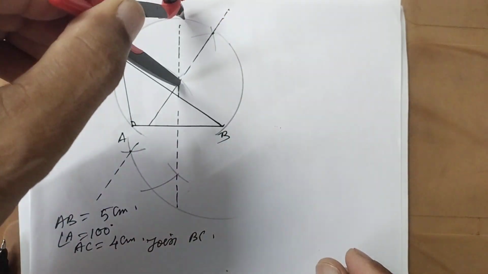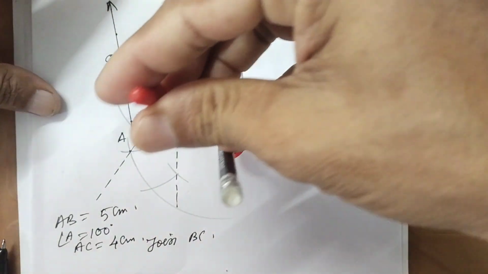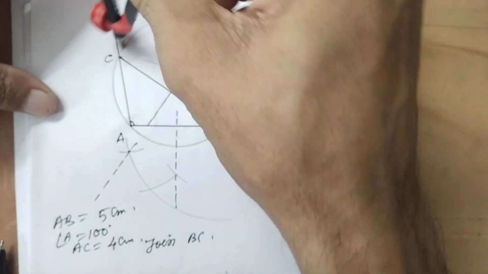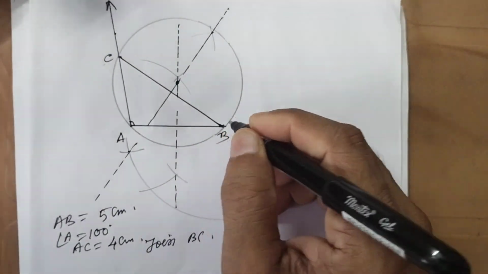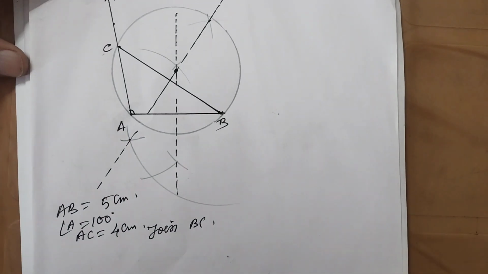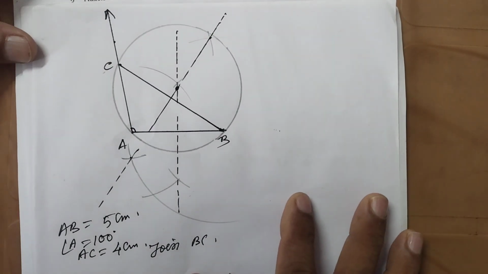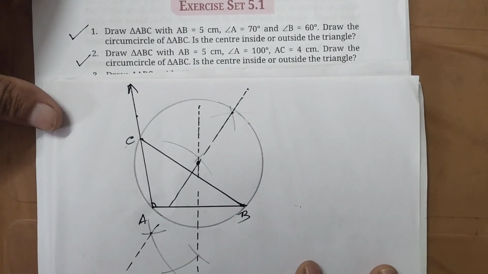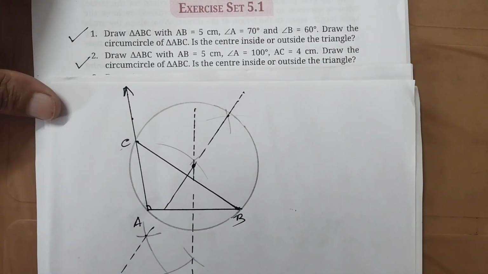You can revise if this one is a little bit not matching exactly here. Your drawing should be accurate, then it will be accurately passing through the three vertices. So we have drawn the circumcircle of the triangle. You can write the steps also. Okay. So in this video I gave the solution of exercise 5.1 question number 1 and 2. For 3 and 4, I will give you another small video.